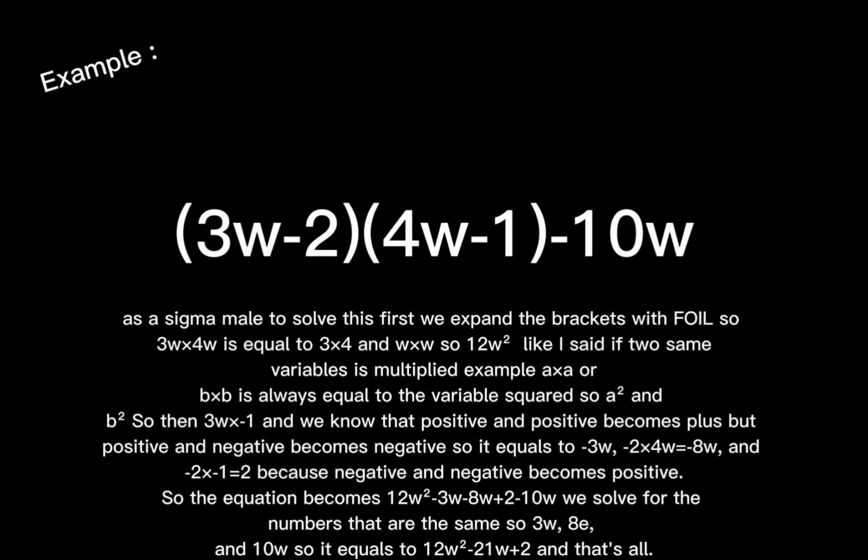-2 times 4w equals -8w. And -2 times -1 equals 2 because negative and negative becomes positive. So the equation becomes 12w squared - 3w - 8w + 2 - 10w. We combine the terms that are the same, so -3w, -8w, and -10w, so it equals 12w squared - 21w + 2, and that's all.